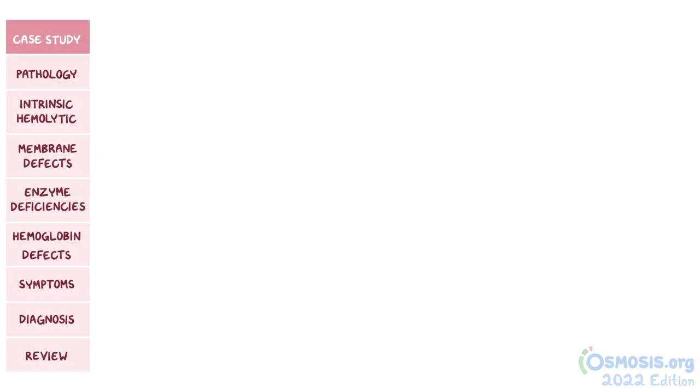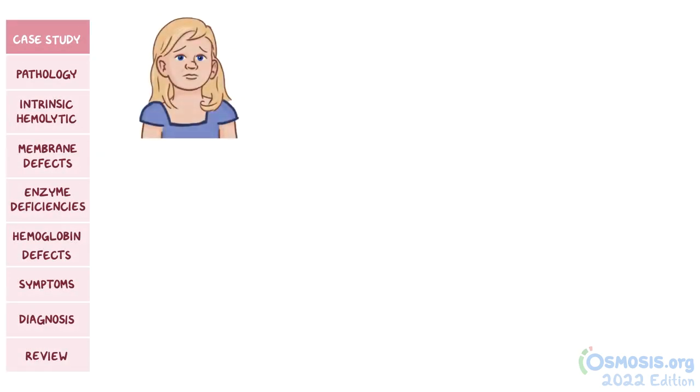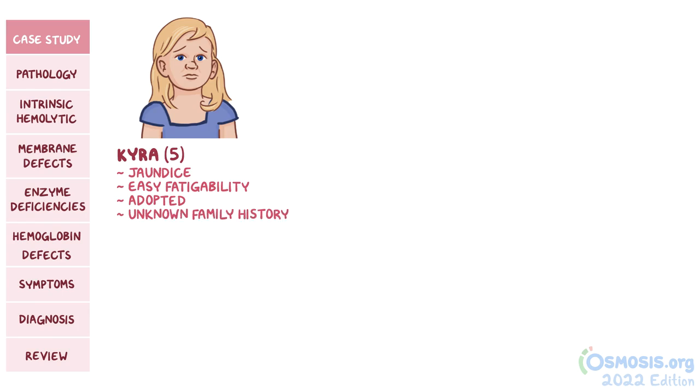On the hematology ward, there's a mother with her daughter, Kira, a 5-year-old that's developed jaundice and complains of easy fatigability. She's an adopted child with an unknown family history. Clinical examination reveals a palpable spleen.